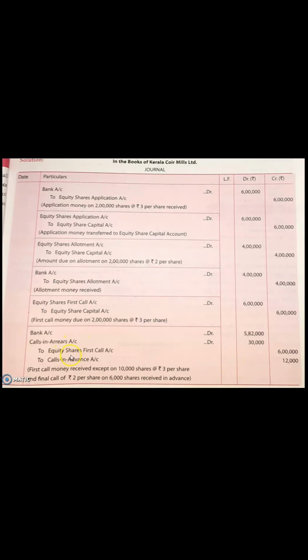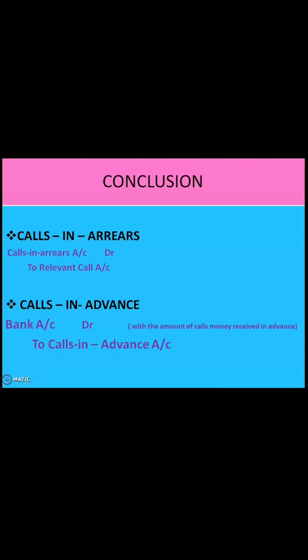And how much is the equity share first call? That is 6 lakh. So 6 lakh you can write here, and add this together and subtract 30,000. What is the remaining amount? That is the amount which you have received towards equity share first call account. So this is how you have to pass the journal entry.